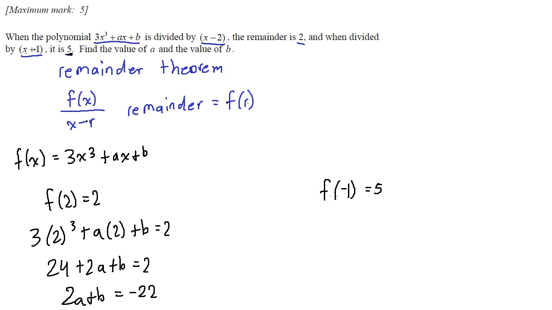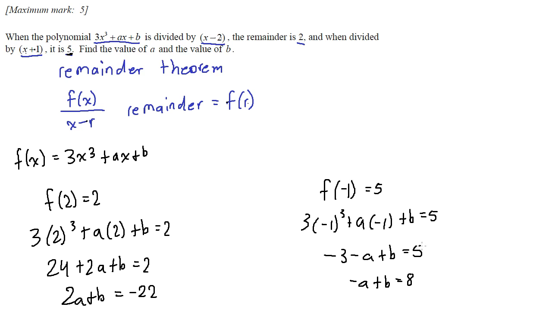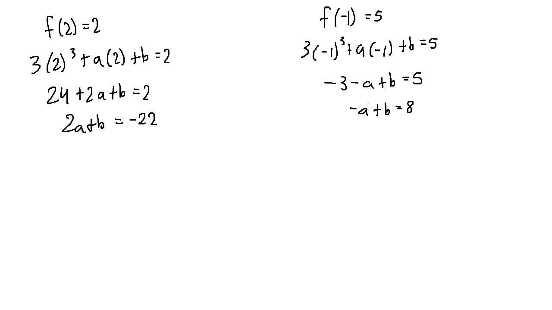Now we'll evaluate f of negative 1 for this equation. And so we have this equation after evaluating f of negative 1 here. Now we have two equations with two unknowns, so we just need to solve for a and b.